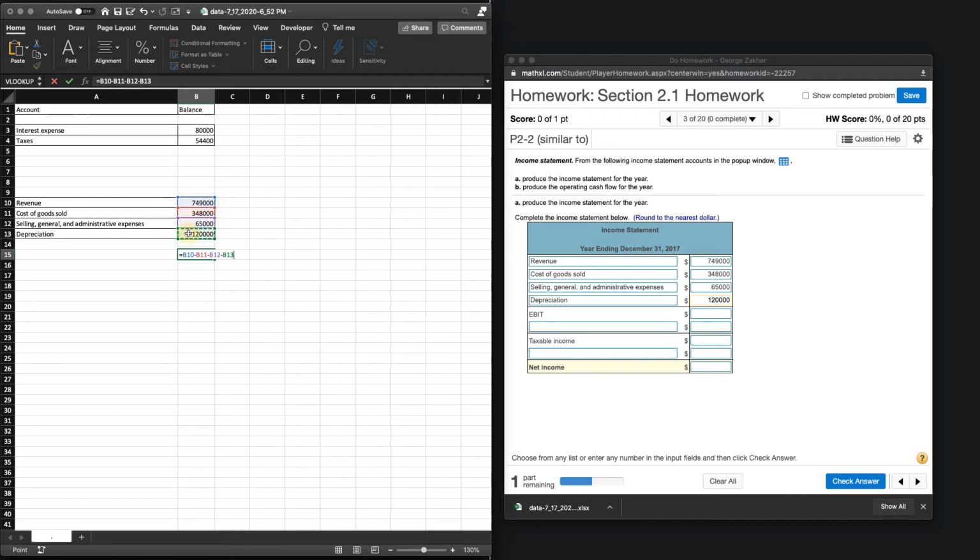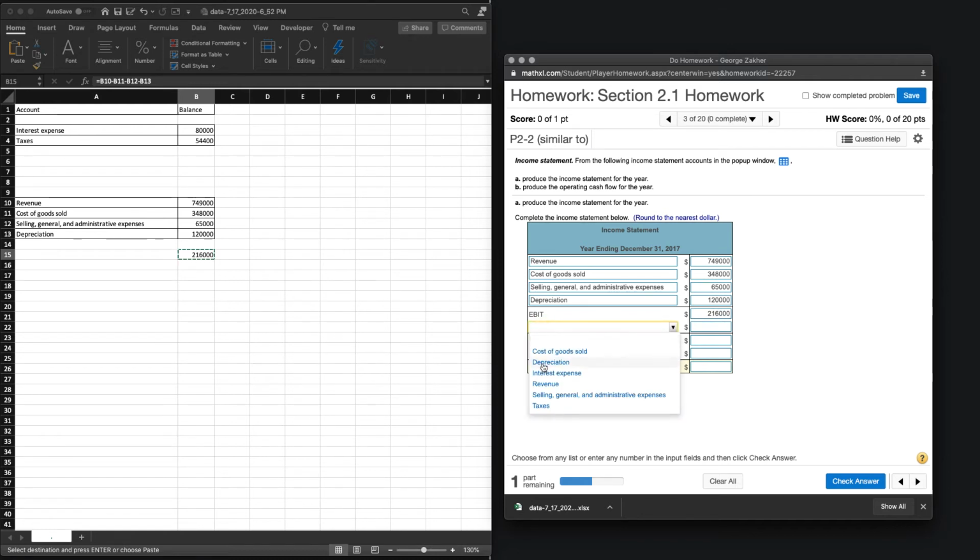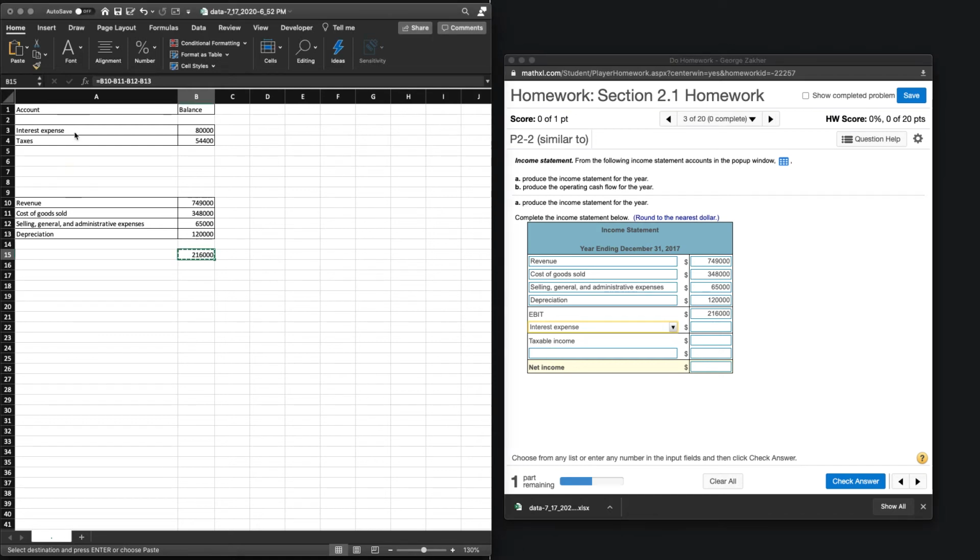Okay, so that's our earnings before interest and tax. So now we have to account for our interest. So we see here that our interest is given to us. So we can move that over here. This is our earnings before interest and tax.